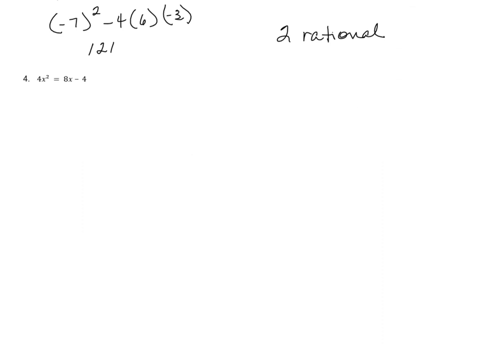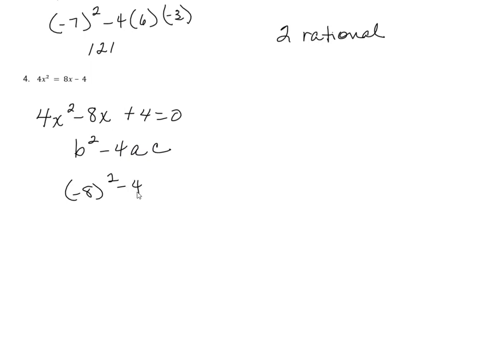And last example here, I have to put this equation in standard form. So 4x squared minus 8x plus 4 equals 0. And the discriminant, b squared minus 4ac, negative 8 squared minus 4 times 4 times 4. And that's going to give me 0. So my quadratic formula is going to have square root of 0 in here. Well, square root of 0 is just 0.